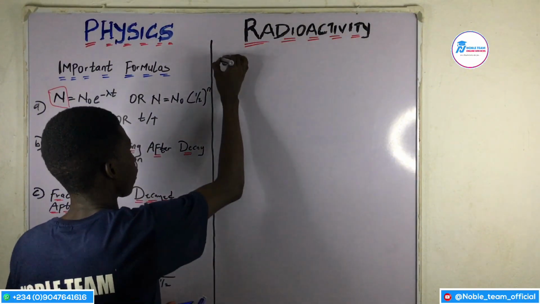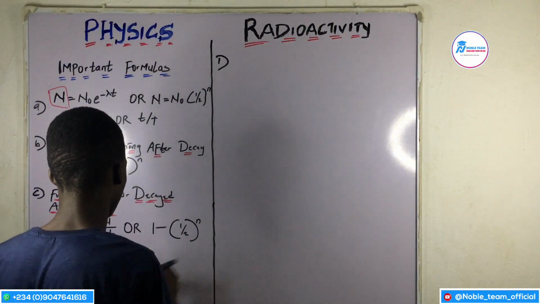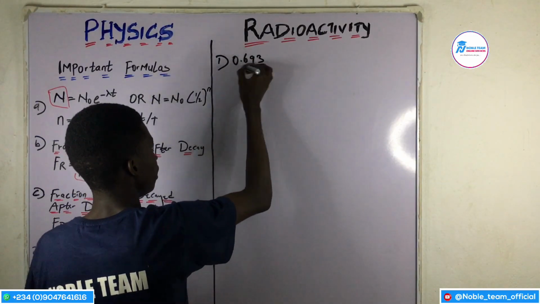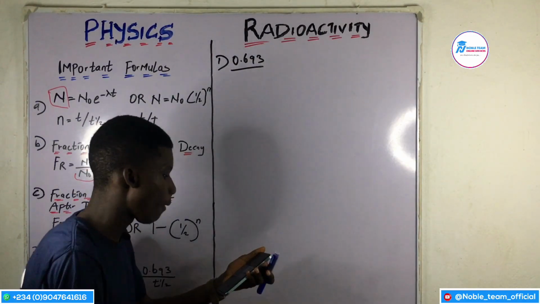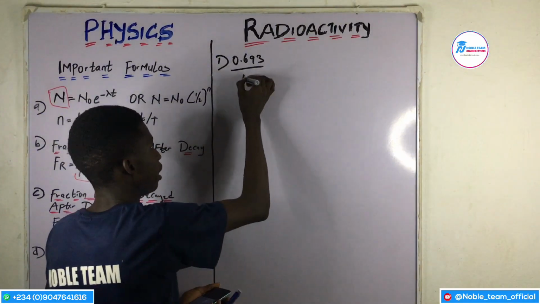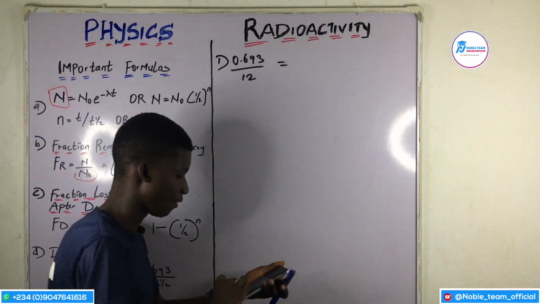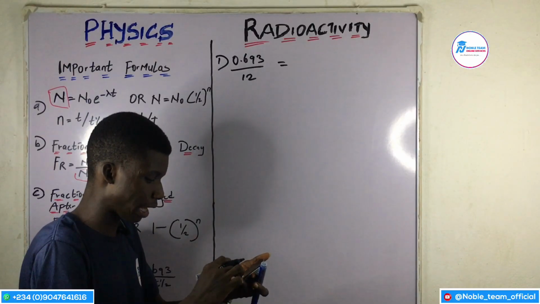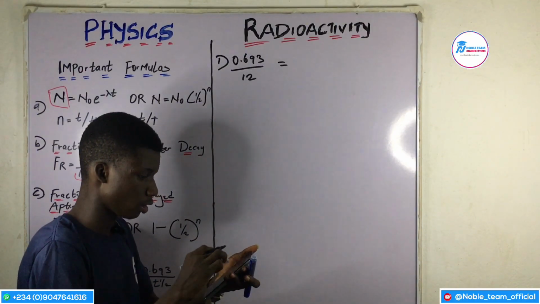We have been asked to calculate the decay constant. We are using this formula where we have 0.693 divided by half-life. So our half-life here is 12. Now punch your calculator and tell me the final answer fast. Let me look for my own calculator.